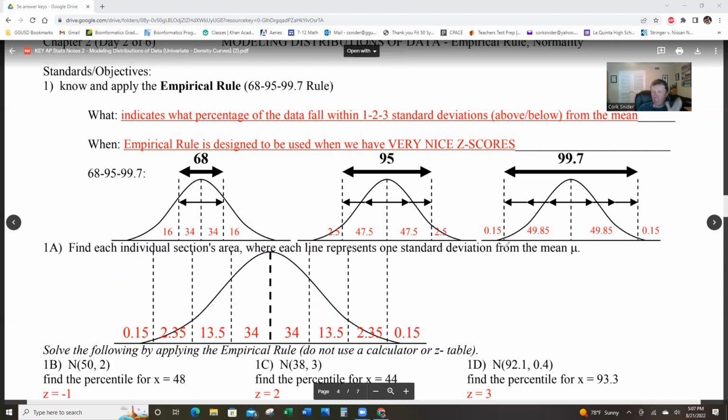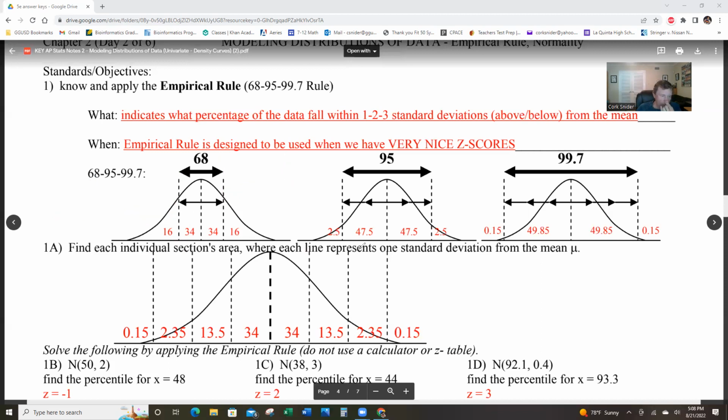Really what this is for is estimation to keep you out of trouble. And on the AP test, you're allowed to put approximate answers anyways. So if you have a z-score of 1, for example, the percentile rank is actually 84%. It's 0.84 because here all the way down is 84%. Within 1 on each side is 68, but all the way down is 84. So you sort of have to keep that straight as well.